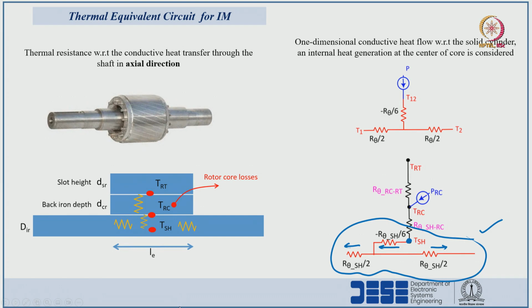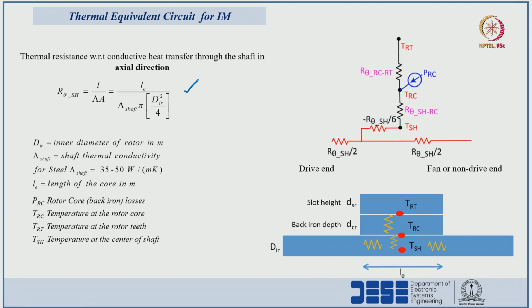Heat transfer in the radial direction is represented by R theta shaft to core, and heat transfer in the axial direction has thermal resistance R theta sh. This resistance is in the radial direction, and this resistance is in the axial direction. For the axial direction thermal resistance, heat is flowing in this direction, so the thickness will be the length of the core, from this point to this point.